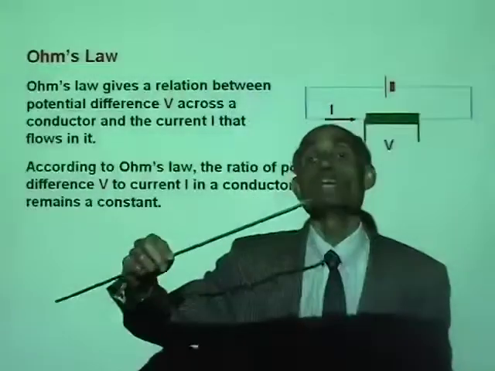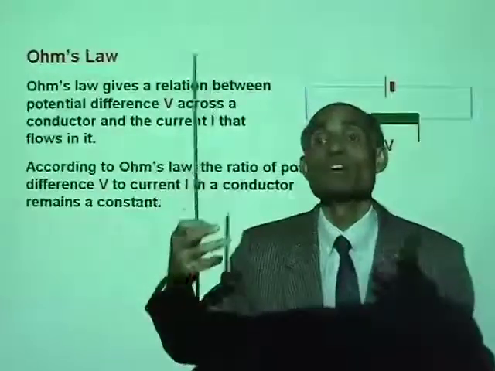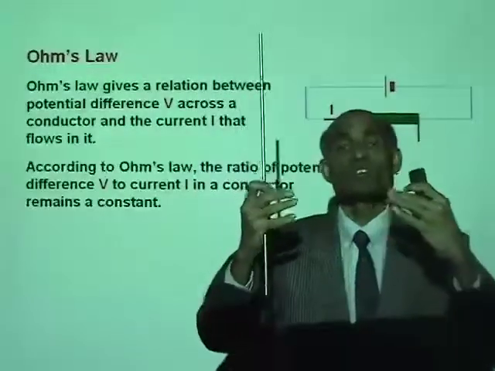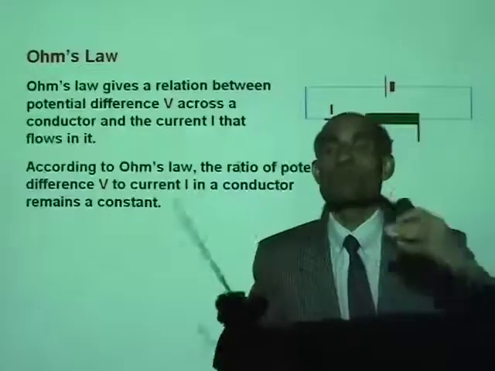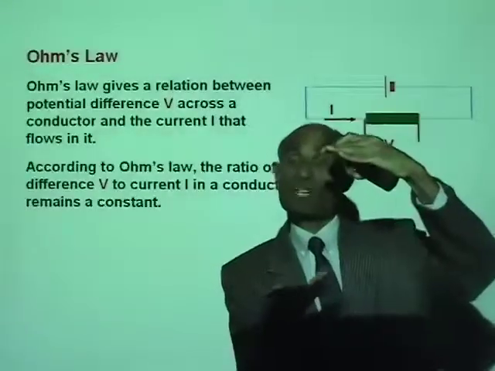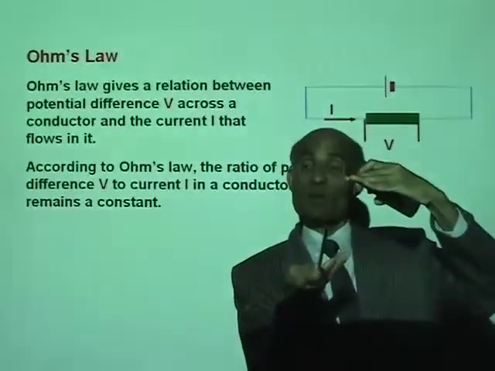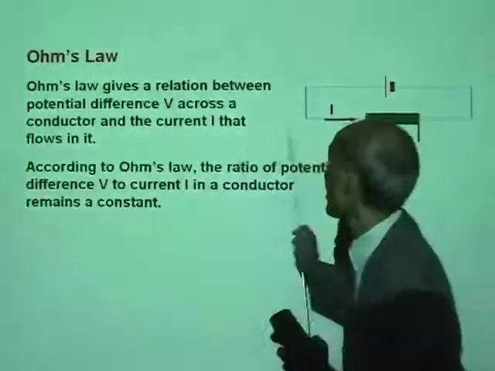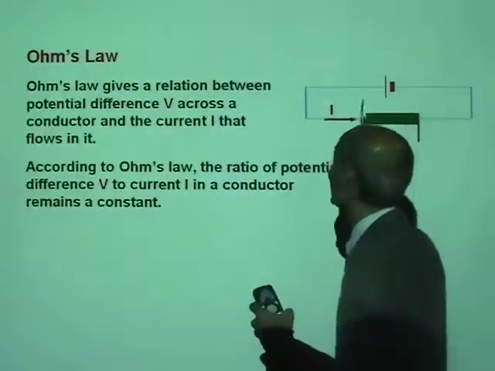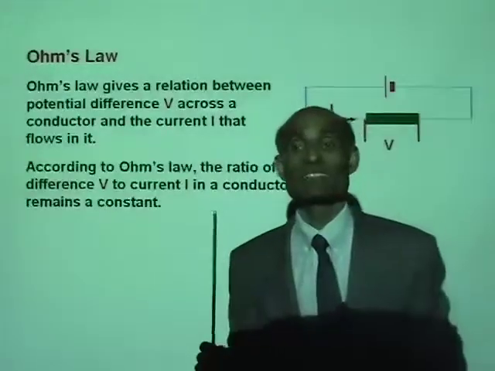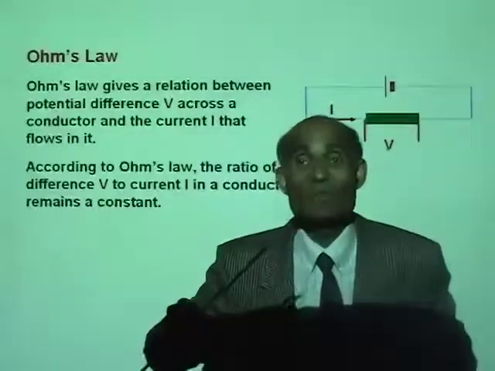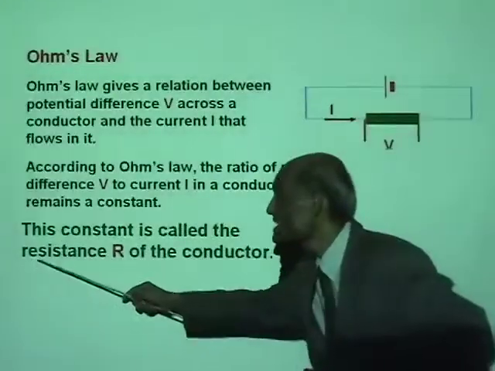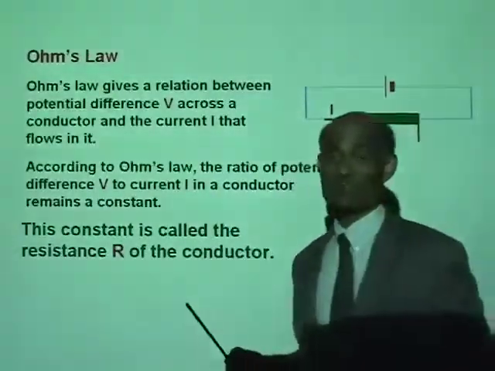It means if you increase the potential difference, the current also will increase. You decrease the potential difference, the current also will decrease. But if you divide the potential difference by the current, you always get the same value, as long as the conductor remains the same conductor. And that same value for the conductor is called the resistance of that conductor.